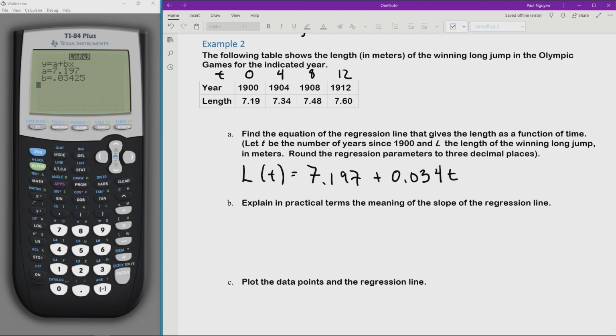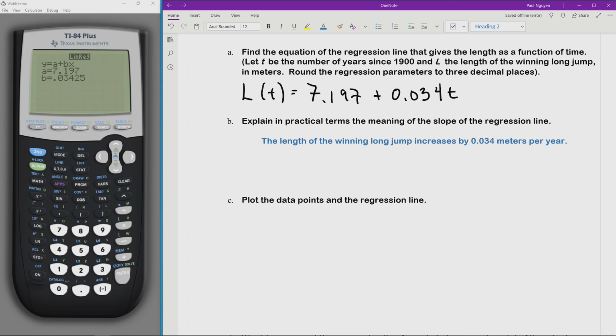Let's explain in practical terms the meaning of the slope of the regression line. The slope of this regression line is the rate of change of the length per year. So if the slope is 0.034, we're saying that for every year, the length of the winning long jump in the Olympic Games goes up 0.034 meters. So in practical terms, the length of the winning long jump increases by 0.034 meters per year.